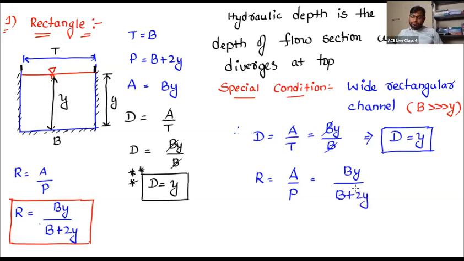Now, if you observe this carefully, as B is much greater than y, you can neglect this y in the denominator, because the width is much greater than y. Don't neglect the y in the numerator; if you neglect the y in the numerator, then R is equal to 0, which is not possible, my dear. So neglect the y at the denominator, then what remains? By by B, and the B gets cancelled, so R is equal to y.